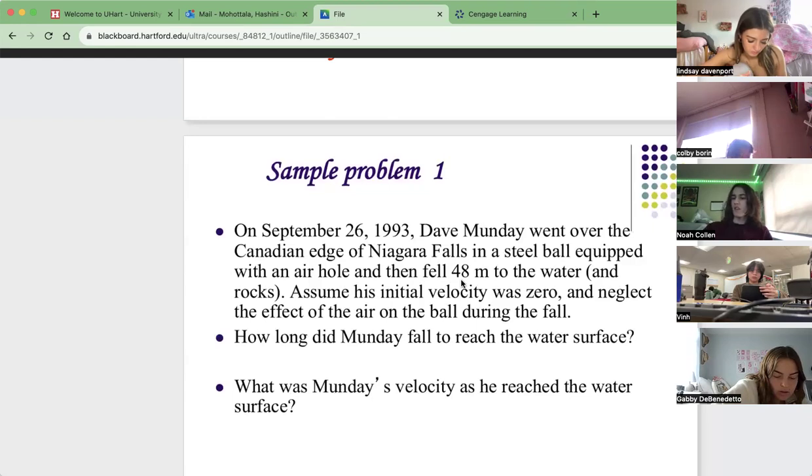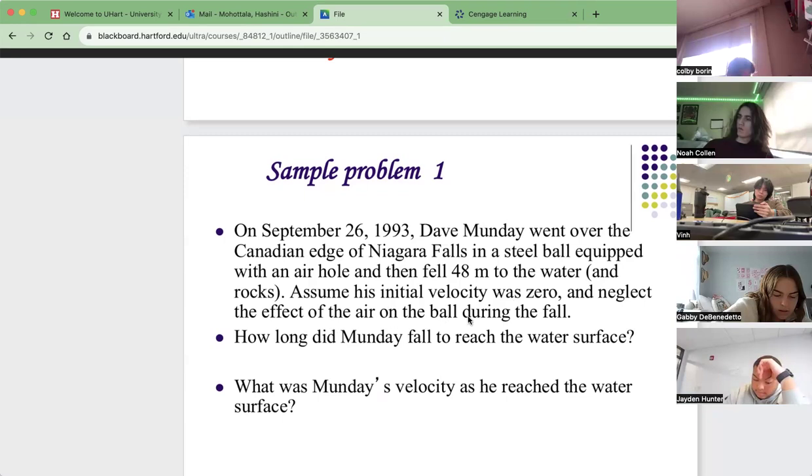Now this problem actually is based on a real incident. In 1993, a person called Dave Munday went over the Canadian edge of Niagara Falls in a steel ball equipped with an air hole and then fell 48 meters to the water. Assume his initial velocity was 0 and neglect the effect of the air on the ball during the fall. How long did Munday fall to reach the water surface? And the second part, what was Munday's velocity as he reached the water surface?